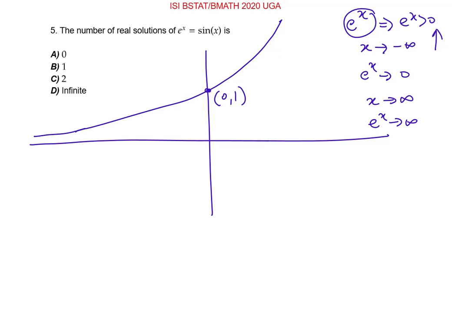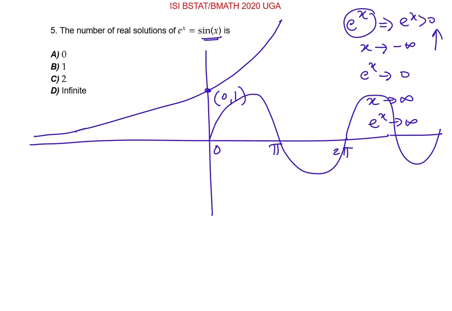Then how to draw the graph of sin x? Sin x is a trigonometric function, and we know that the domain of sin x is all real numbers, and the periodicity of sin x is 2 pi. So the graph of sin x will be something like this, and it gets repeated again and again. This point is 0, this is pi, this is 2 pi, and the graph extends indefinitely in both directions. To the left of 0 also, we'll have a graph something like this.